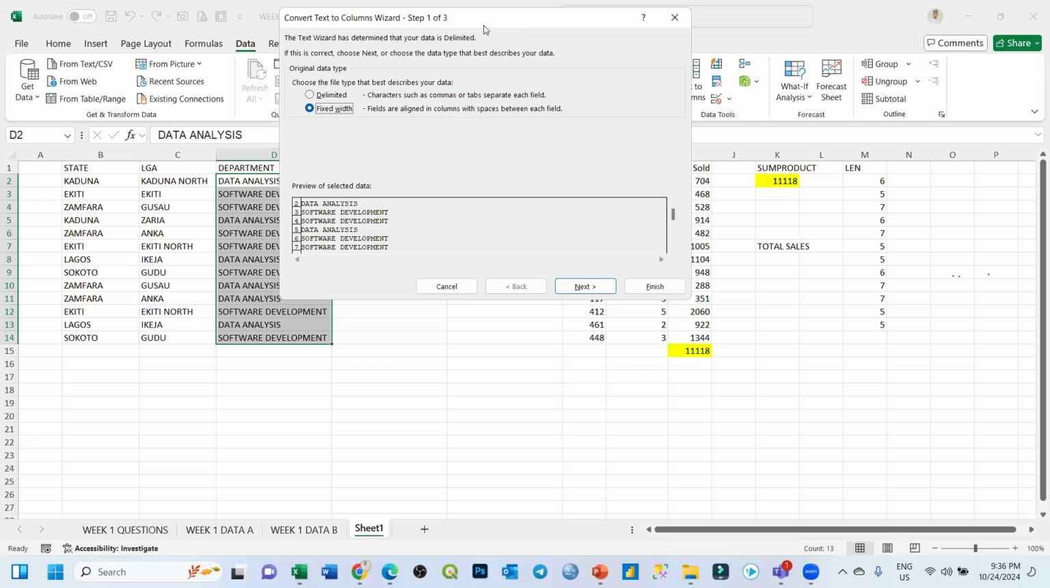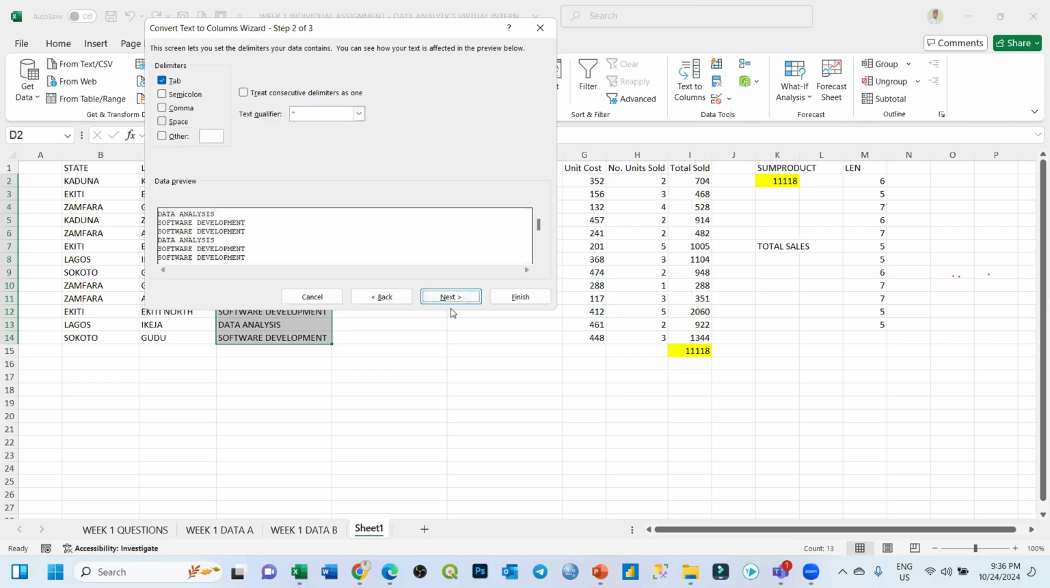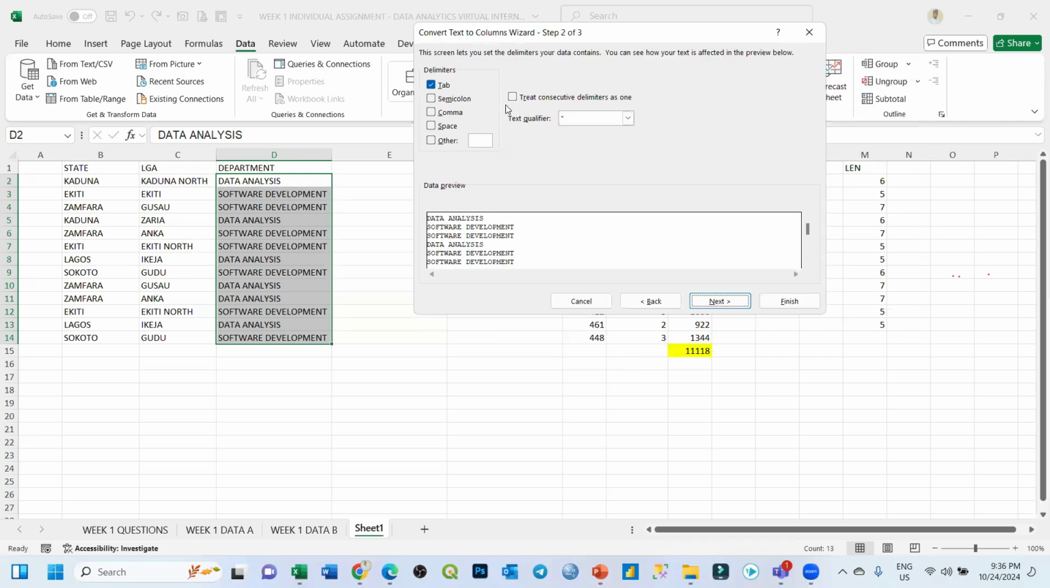And we're going to practice all the time. I'm going to show you that. So let's go to delimited. For the delimited, let's click next. When you click next, it will ask you what is the delimiter that you have? What is the value that differentiates these two, or this text that you want to separate? What separates them? If you look at this, what separates them is a space. That is a space that we have. So that's why we are going to click space, because data and analysis is a space that differentiates them.